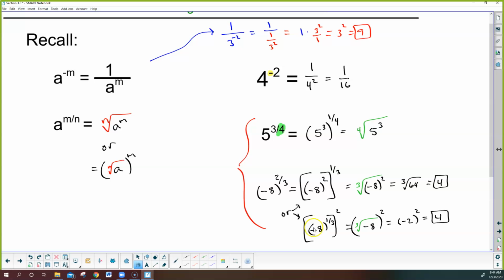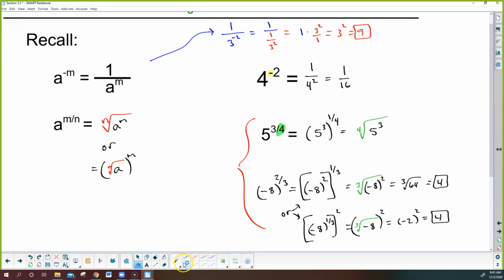In my mind, it was easier to do -8 to the 1/3 power or the third root. I'm more familiar with this than I was the cube root of 64. So you just kind of try it and see what works for you. And sometimes it's better to go in one form than the other.